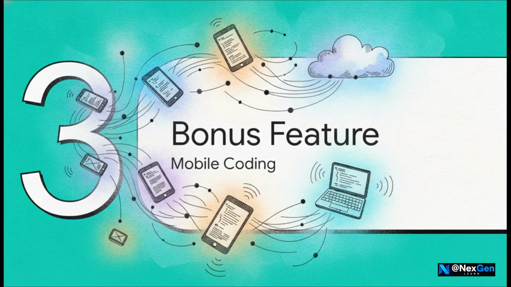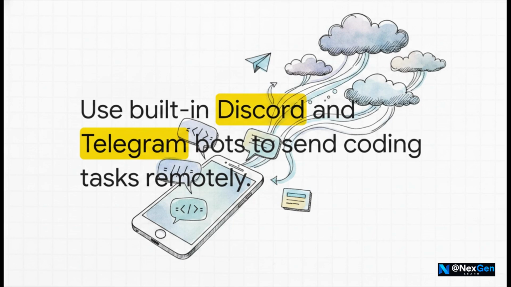Section 3, bonus feature, mobile coding. The utility here shatters the constraints of a static desktop environment. True robust architecture is defined by adaptability, and this proxy was engineered with asynchronous, remote execution in mind. The workstation is no longer a physical location, it is simply a state of connectivity. You can code directly from your phone.